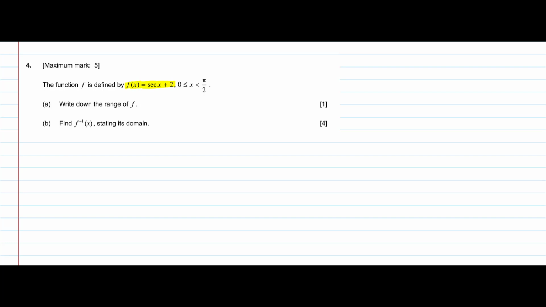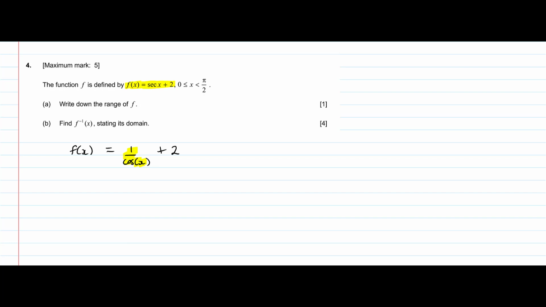So let's just think what is happening to this function on this domain of x here. We can write this function out as f of x is equal to, well, secant x is just 1 over cos of x, and then plus 2. So what is happening to this term, 1 over cos of x, between when x is 0 and pi over 2? Well, at x equals 0, cos of 0 is equal to 1, so we're going to get 1 plus 2 is equal to 3.